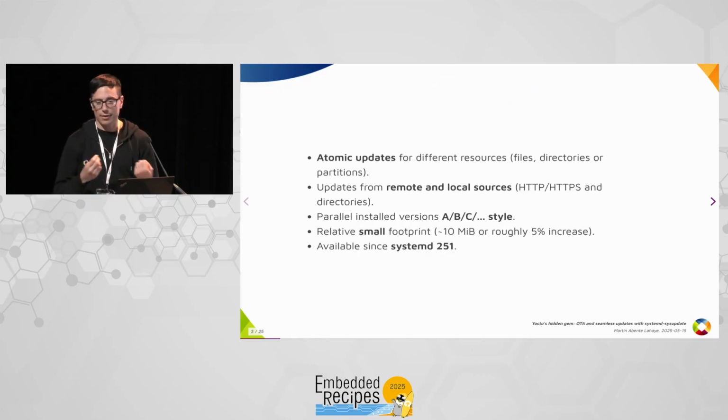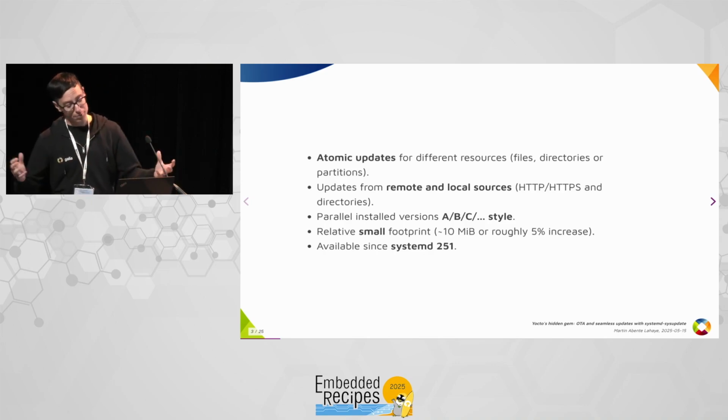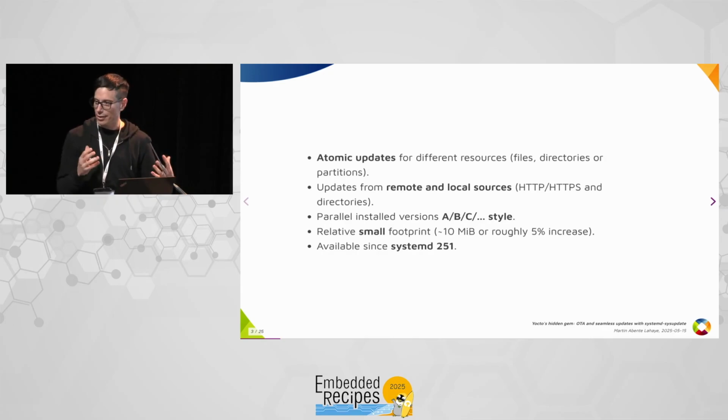So what is it? It's basically a tool that allows you to have atomic updates for different types of resources. It can be files, directories, partitions, and other things. These updates can come from remote or local sources. For example, it can be a web server through HTTPS, or it can be just a directory. You can have parallel installed versions of these resources, like in A, B, C, or whatever style. And it's relatively small, depending on how you see it. For example, in the demo that I'm going to show, it's like 10 megabytes and roughly 5% of the original image that didn't have the tool enabled before, right?